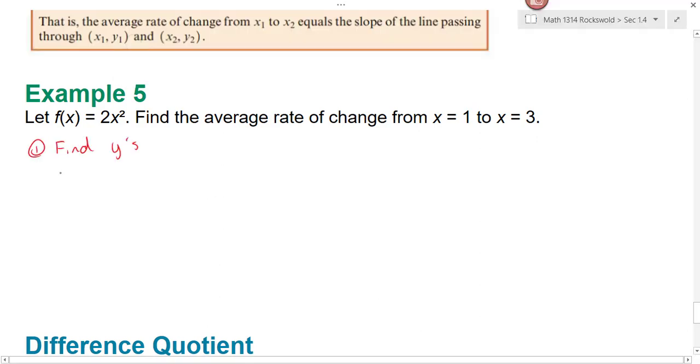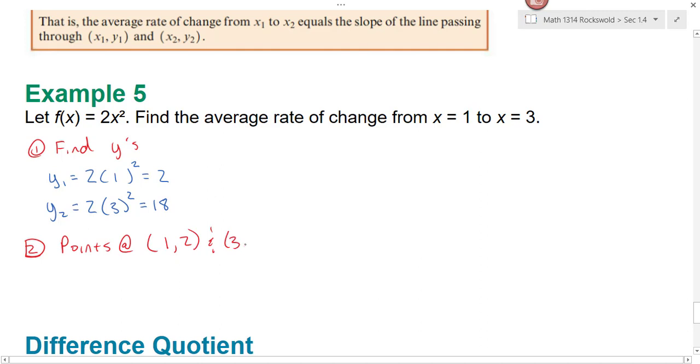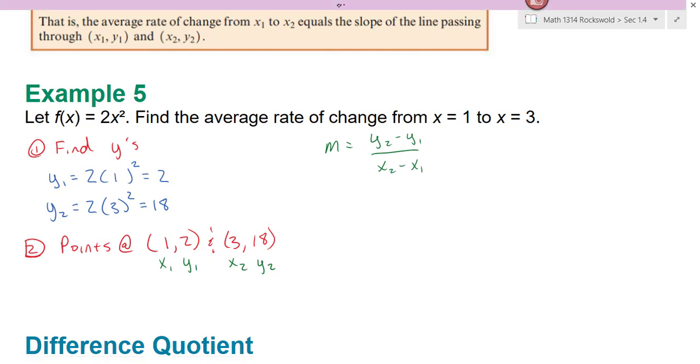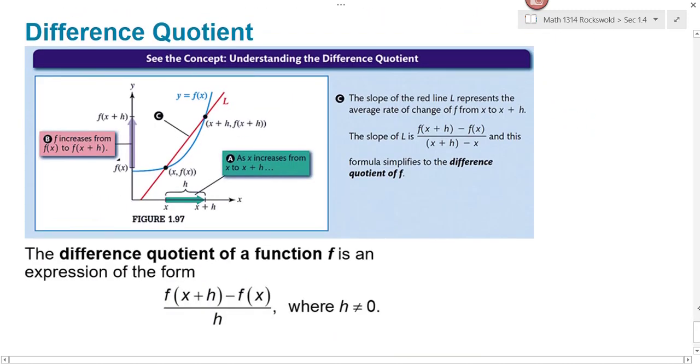So if x1 is 1, y1 will be equal to 2 times 1 squared, which is 2, and y2 is equal to 2 times 3 squared, which is 18. So I need my 2 points, (1, 2) and (3, 18). We're going to call this x1, y1, x2, y2, and then we just use the slope formula, y2 minus y1 over x2 minus x1. And we just plug in numbers into the slope formula to get the average rate of change. That's going to be 18 minus 2 over 3 minus 1. 18 minus 2 is 16, divided by 2, so what we would say is the average rate of change is equal to 8. So it's increasing.